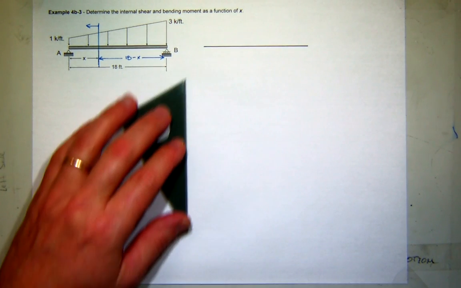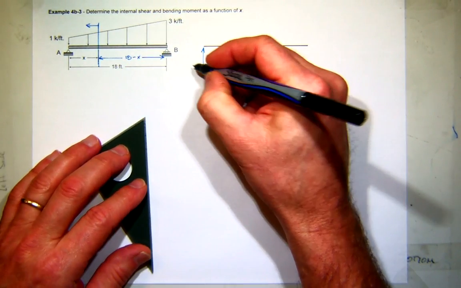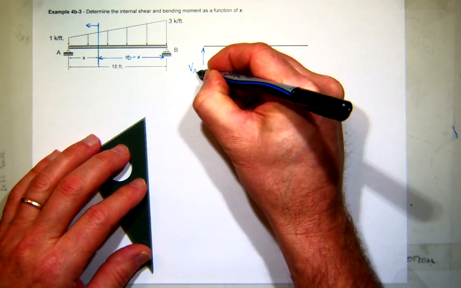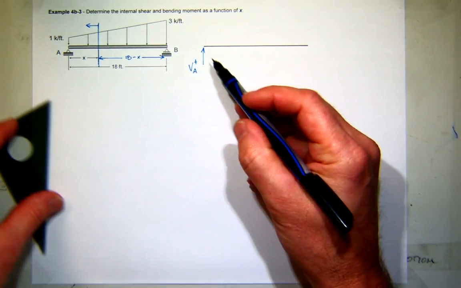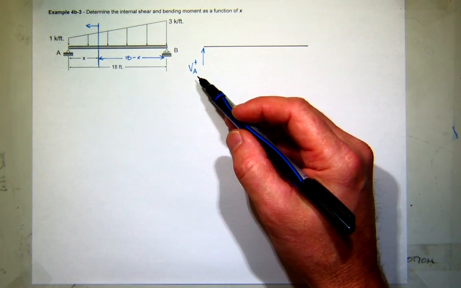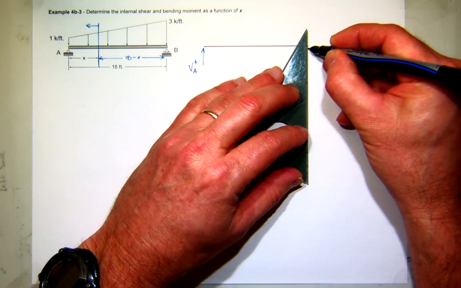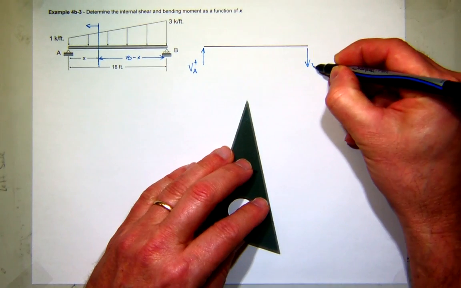And I'll assume at A, which is a pin, I have positive shear at A. So I'm going to start writing my reactions in terms of shear. Okay? So on the left side, positive shear is up. So on the right side, positive shear is down.